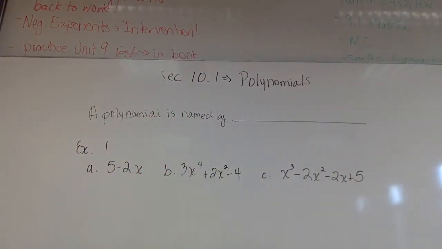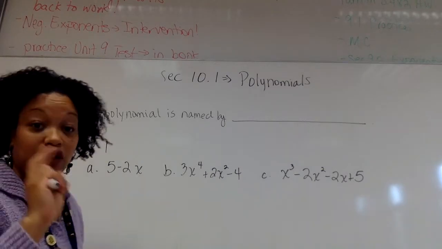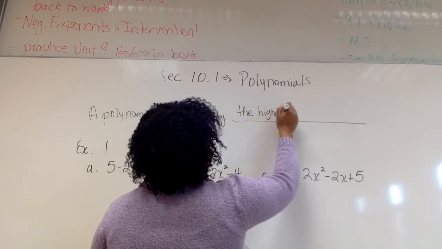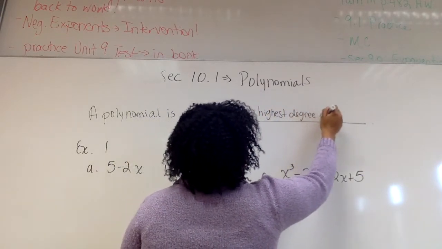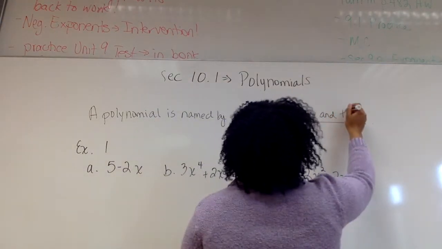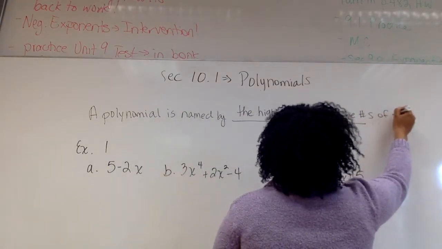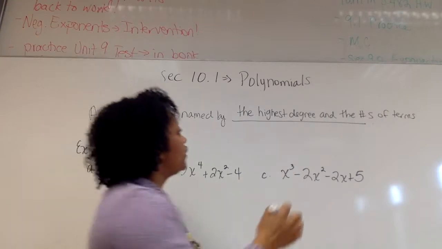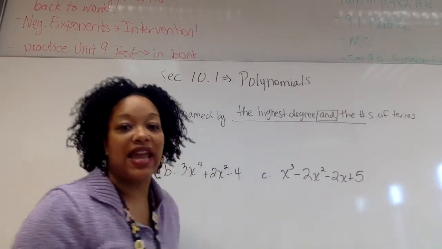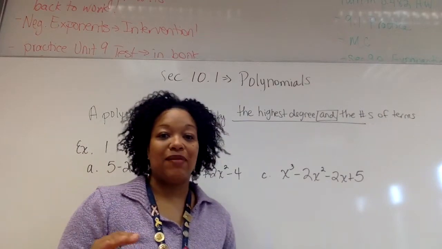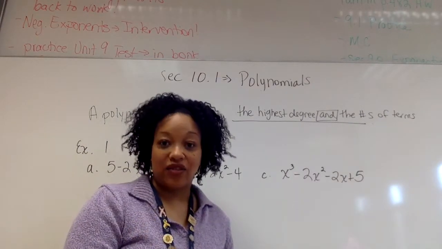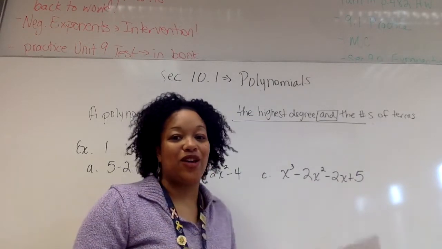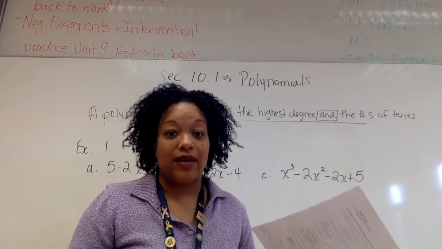So the sentence here says a polynomial is named by two things: the highest degree and the number of terms. So it's kind of like a polynomial has a first name and a last name, just like we do. So this word "and," if I ask you to name the polynomial, you got to name both the highest degree and the number of terms. If you haven't given me the complete name, then I'm not going to exactly know the name of the polynomial. You got to give them both.